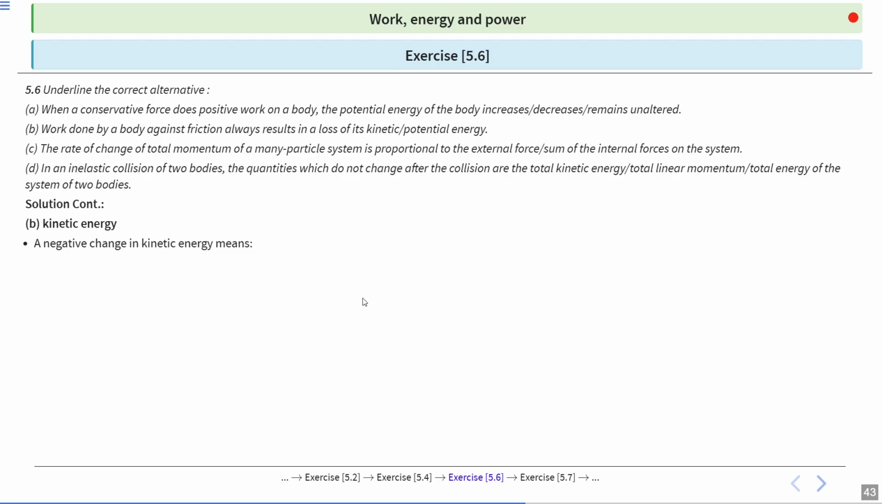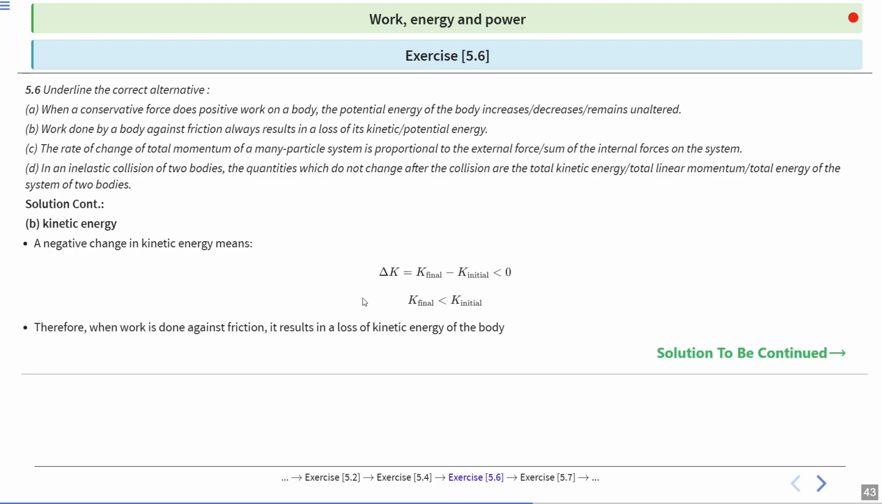Negative change in kinetic energy means final kinetic energy minus initial kinetic energy is less than 0. It means initial kinetic energy is greater than final kinetic energy. So we can say when work is done against friction, it results in a loss of kinetic energy of the body, because here initial kinetic energy is greater than final kinetic energy. That's why we call it loss of kinetic energy in this situation. Clear?